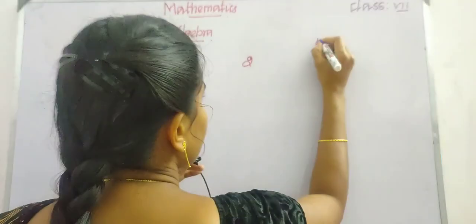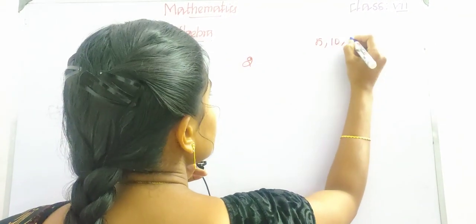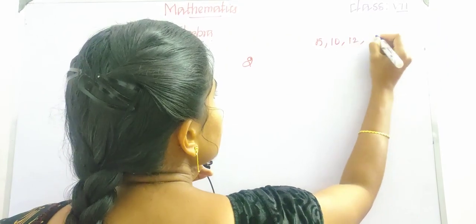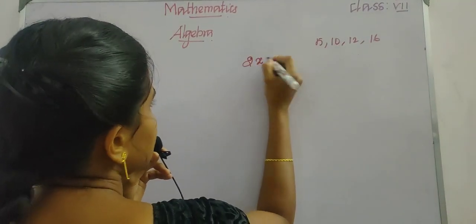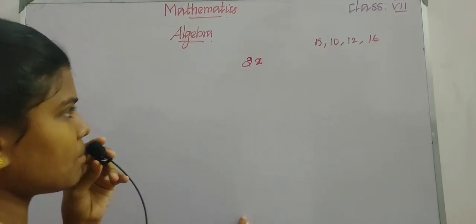It may be 5 or 10, or else anything, right? 12, 16, likewise. These many members can come. We don't know the number of members who are coming to your house, right? So I'm just assuming that number as x.